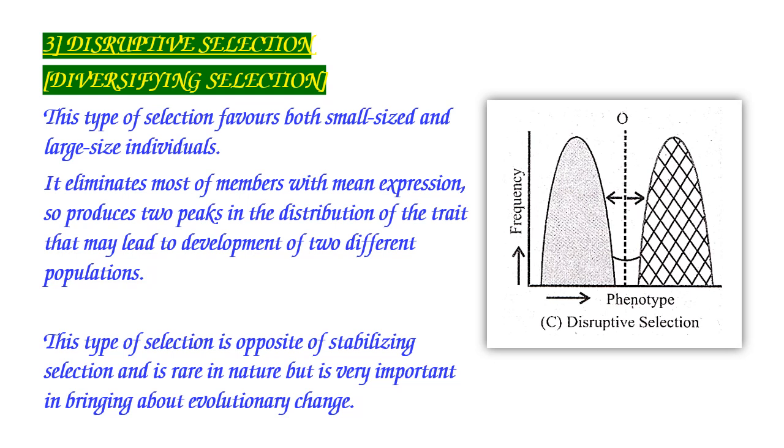Disruptive selection or diversifying selection. This type of selection favors both small sized individuals and large sized individuals. It eliminates most of the members with mean expression. So it produces two peaks in the distribution of the character or trait that may lead to development of two different populations.